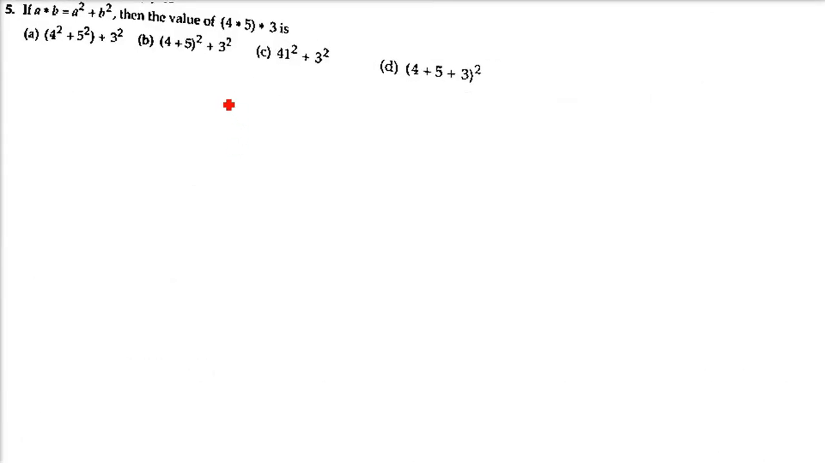Next is, if A star B equals A square plus B square, then the value of 4 star 5 star 3. Now in my edition, the first question and fifth question are exactly similar, so I'm going to skip this question, but let me reiterate that option C is the correct answer. It is similar to the first one. Just refer to that question.